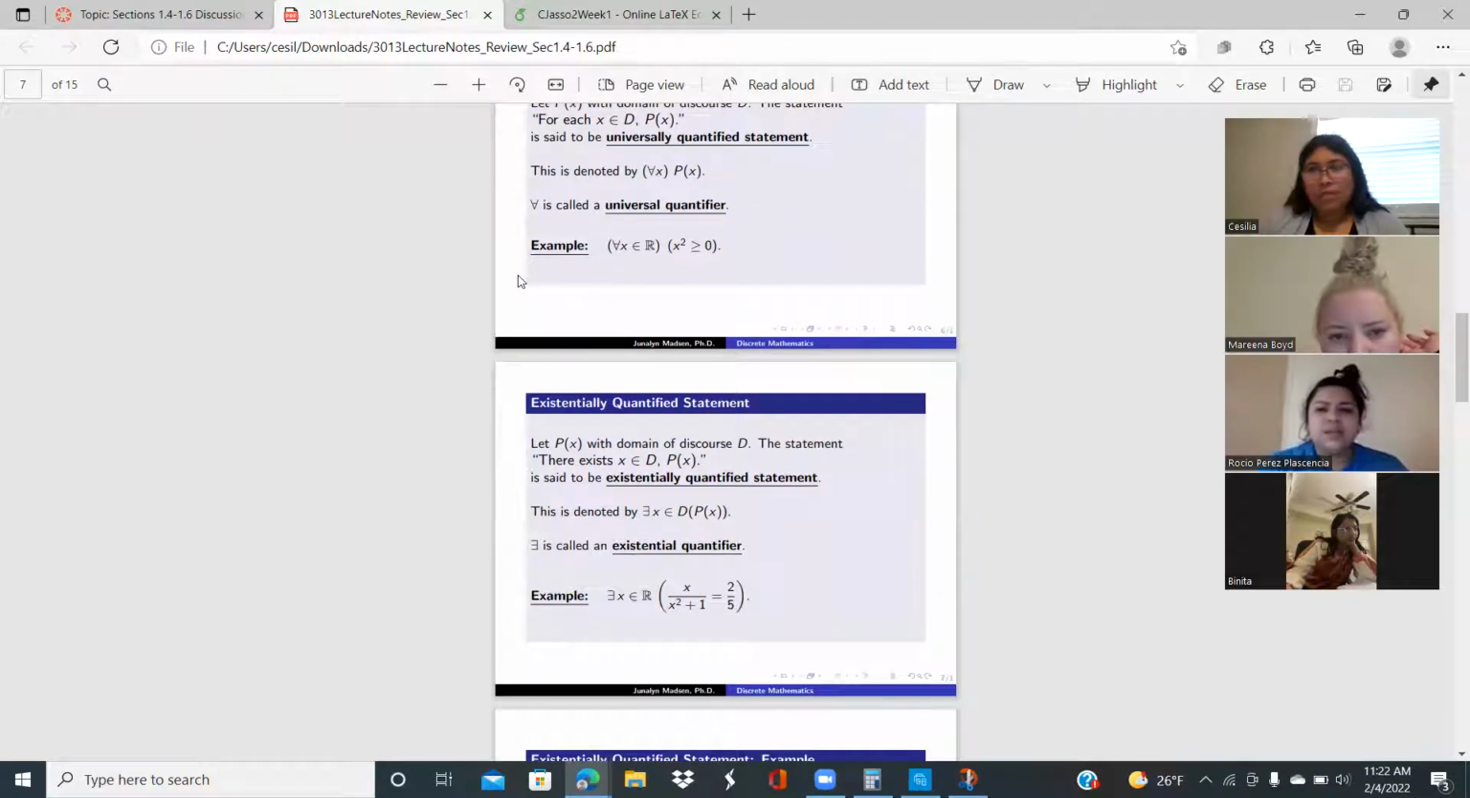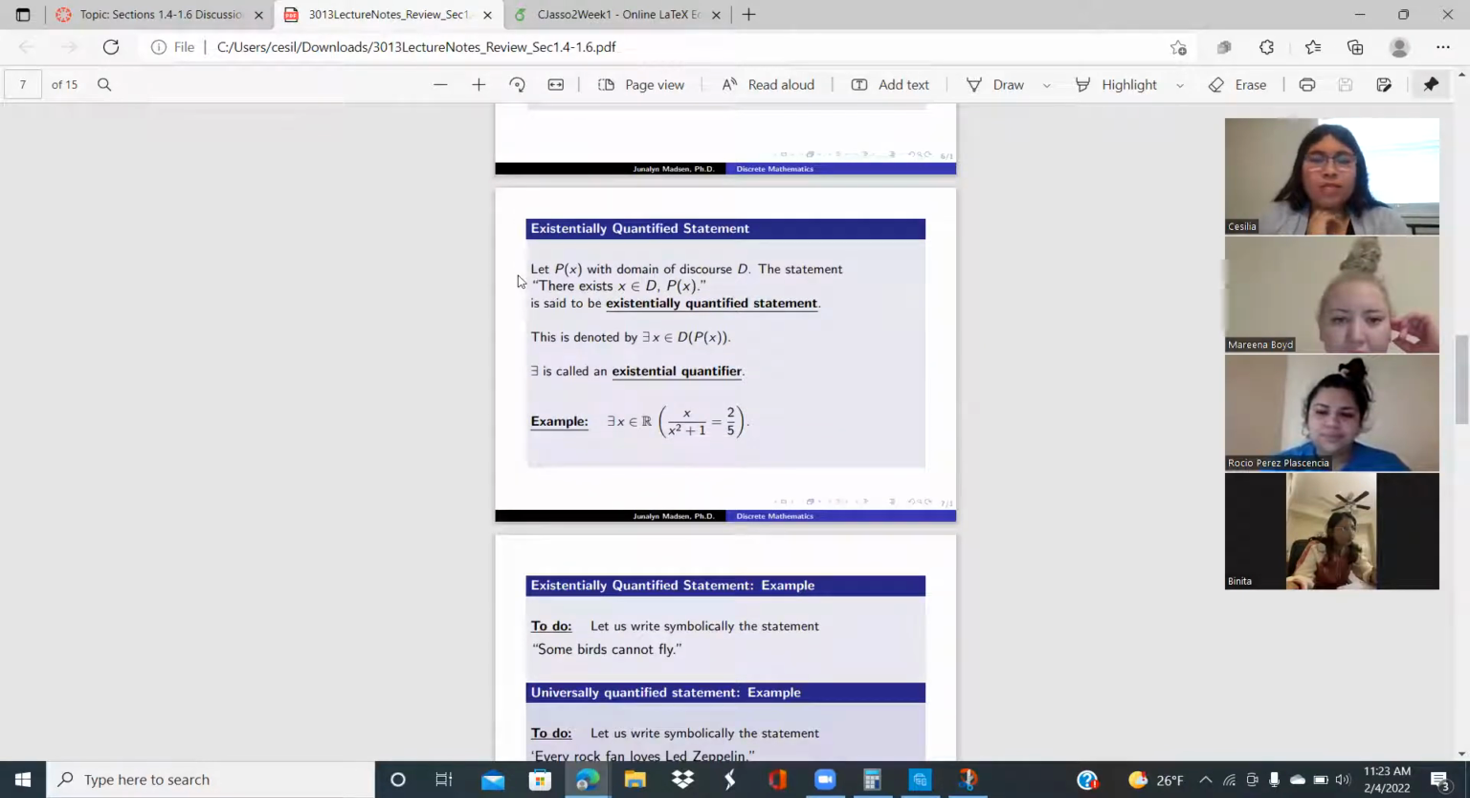The upside down A means for all X. That means in every case of X, it has to be true. Like all real numbers squared will always be greater than or equal to 0 in that example.